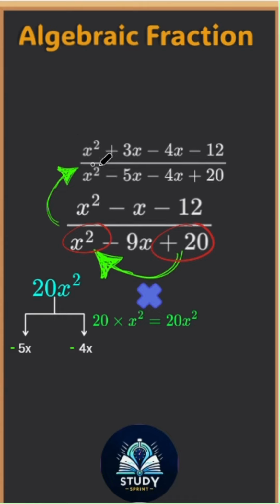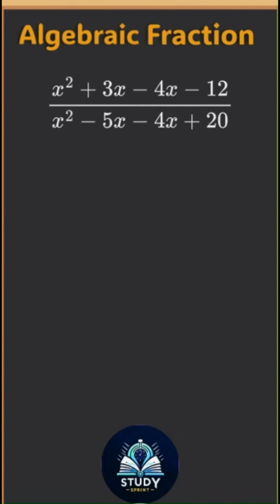So in the numerator we got x squared plus 3x minus 4x minus 12, and in the denominator now we have x squared minus 5x minus 4x plus 20. Remember, when you put these two terms in that we just found, the two factors, we don't write the middle term. So now after all of that working out, we are left with x squared plus 3x minus 4x minus 12 in the numerator and x squared minus 5x minus 4x plus 20 in the denominator.